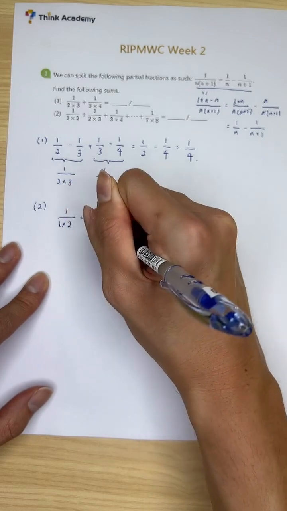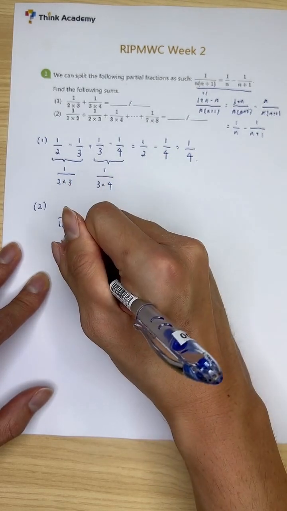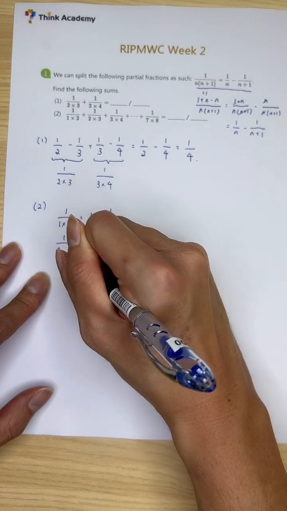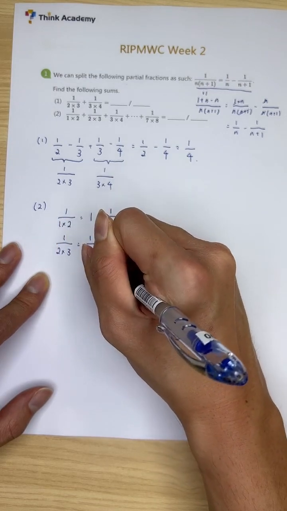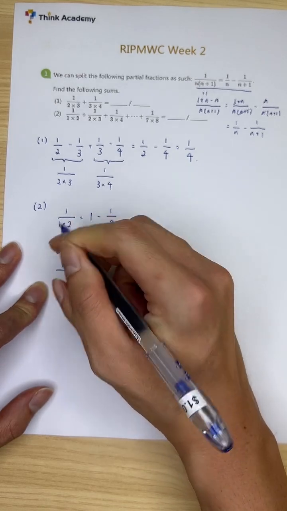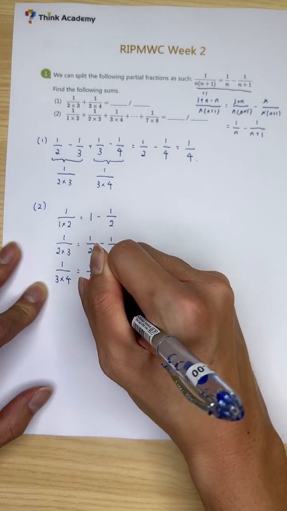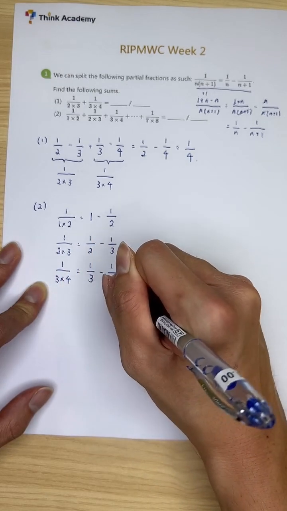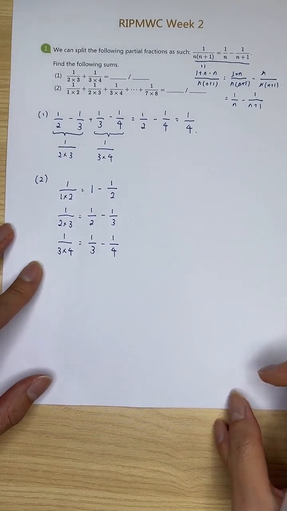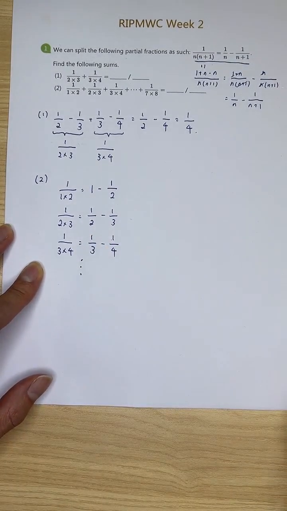1 over 1 times 2 is equal to 1 minus 1 half. 1 over 2 times 3 is equal to half minus 1/3. Alright, you write the first 3 out. 1 over 3 times 4 is equal to 1/3 minus 1/4. Alright, then afterwards, you can just write your dot dot dot. Then you write down the last 2 terms.